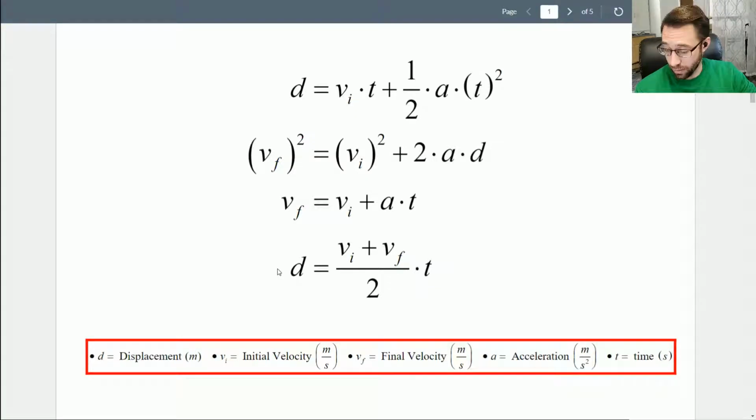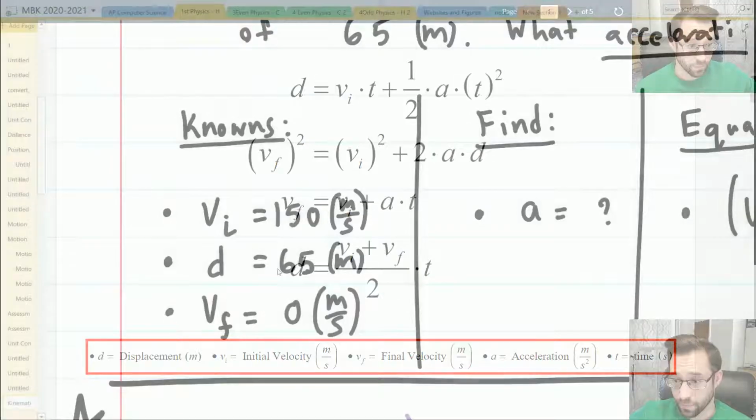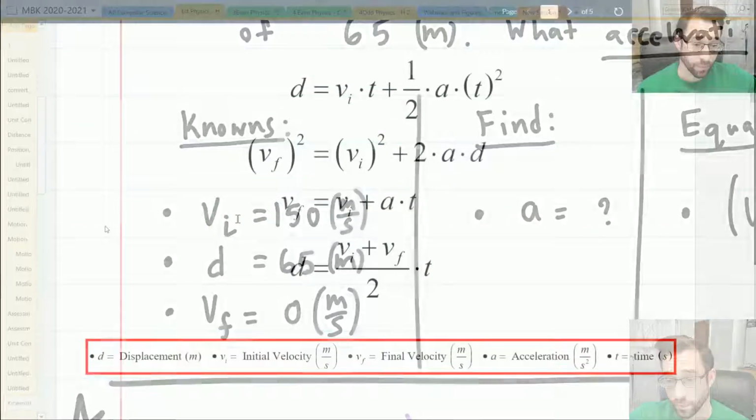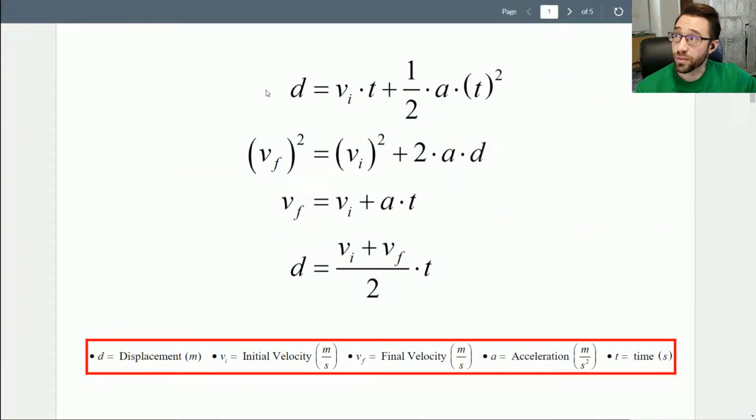Given these variables, my initial and final velocity, my displacement, and my acceleration. Those are the only things that can be in the equation. Okay? So if I go back here, if it's equation 1, equation 2, equation 3, equation 4, which one of these am I allowed to use? 1, 2, 3, or 4?